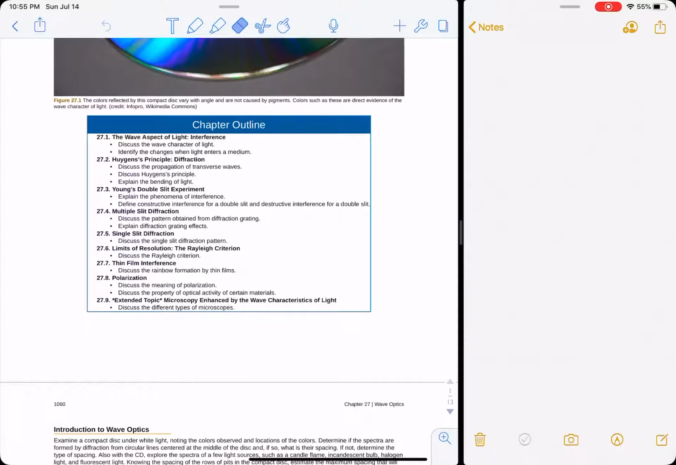Alright, let's talk about chapters 27.1 to 27.4. We're going to talk about the wave aspect of light and how interference happens, Huygens' Principle, and how that's related to diffraction, and then the double-slit and multiple-slit diffraction and the equations for that.